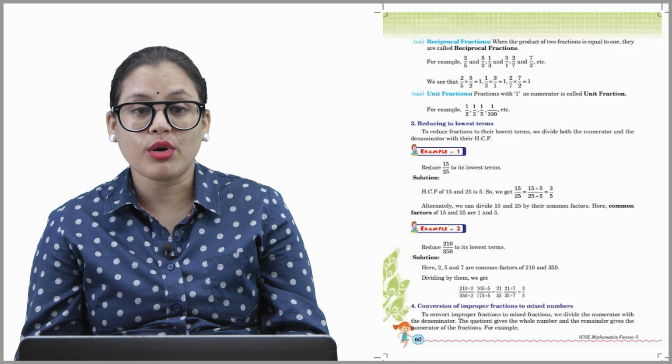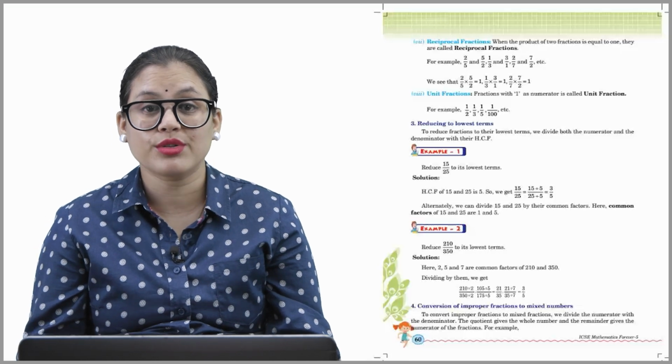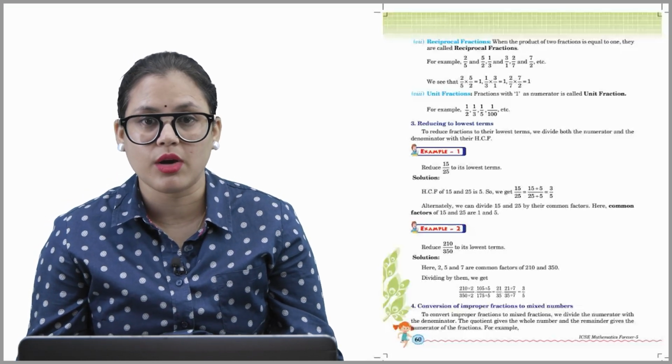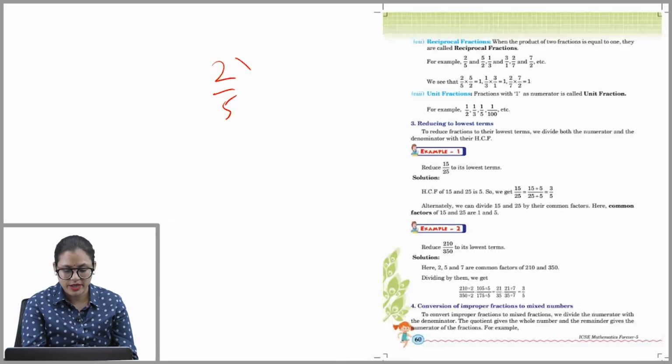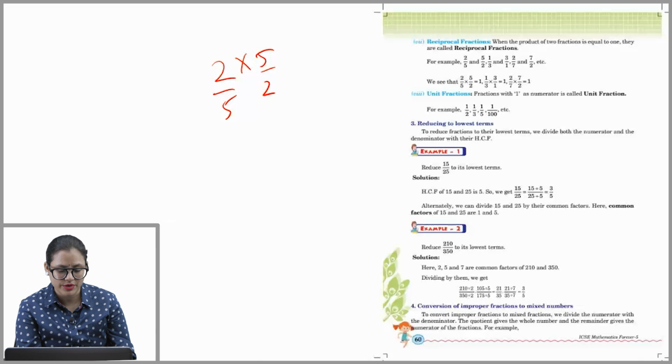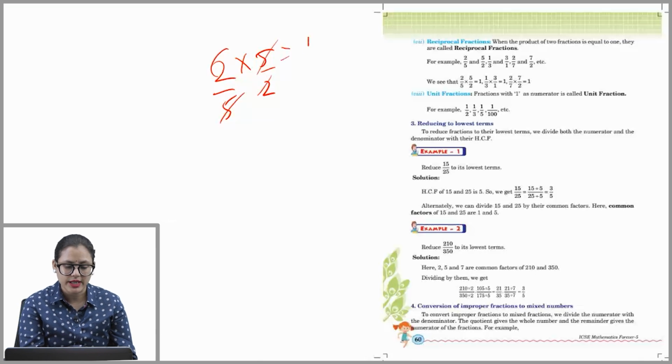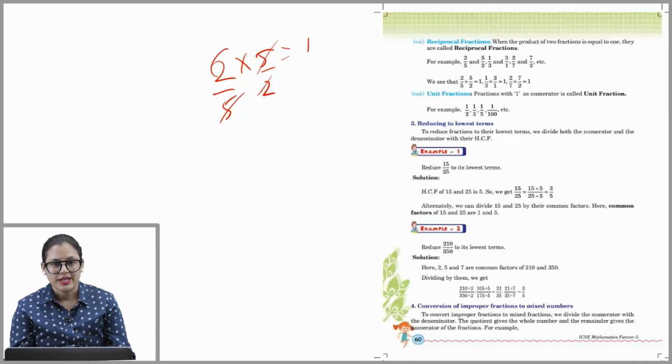7, reciprocal fractions. When the product of two fractions is equal to 1, they are called reciprocal fractions. For example, 2 by 5 and 5 by 2. Let's find the product of these two fractions. What will we get? We will get 1.